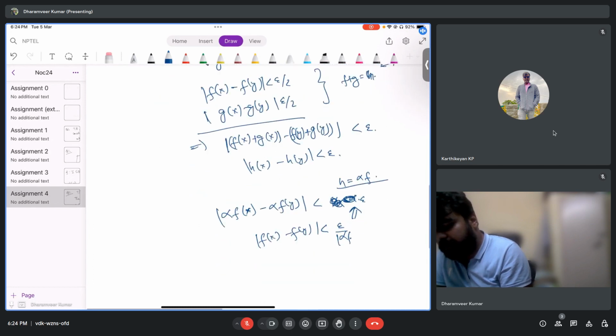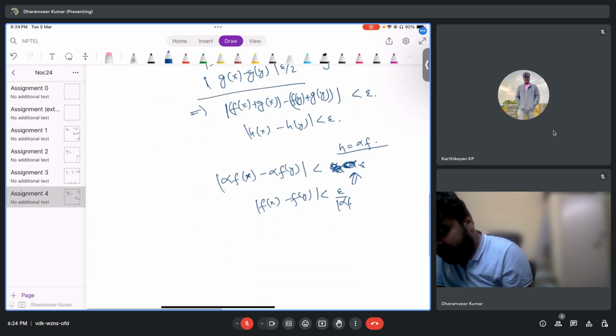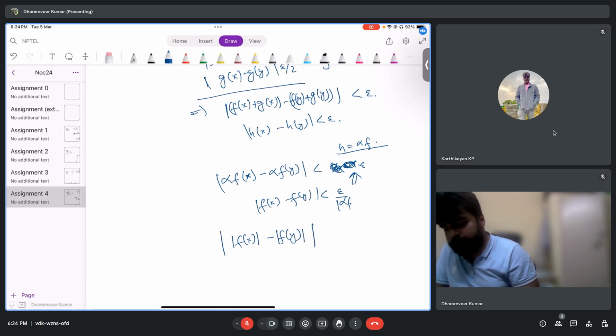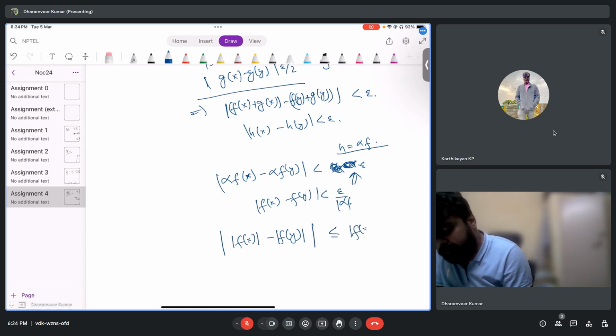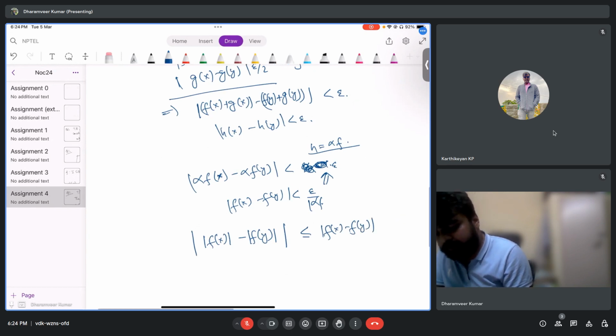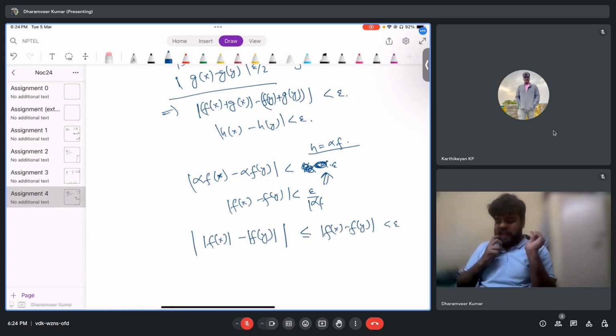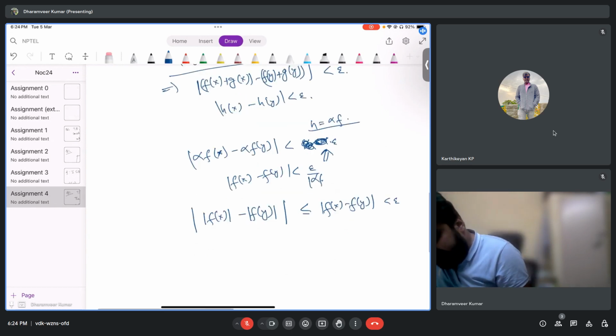Now, what about mod f? So let's say you want mod f of x. You want to say something like this, right? This eventually. Do you understand why this is true? Basically, this is this identity.